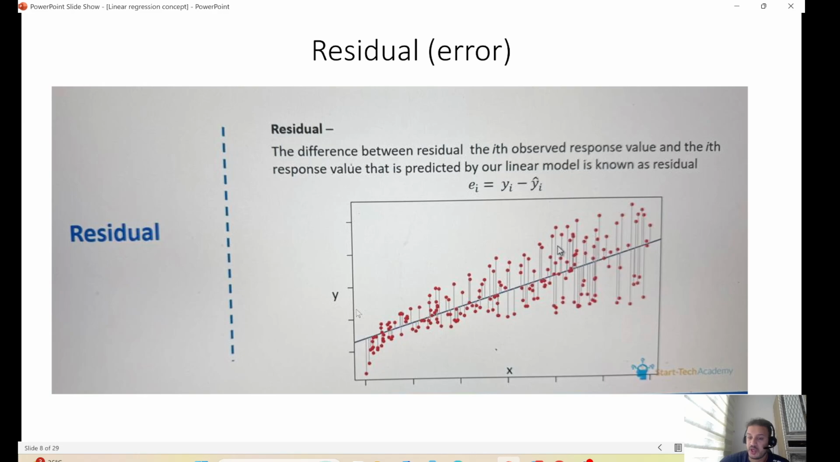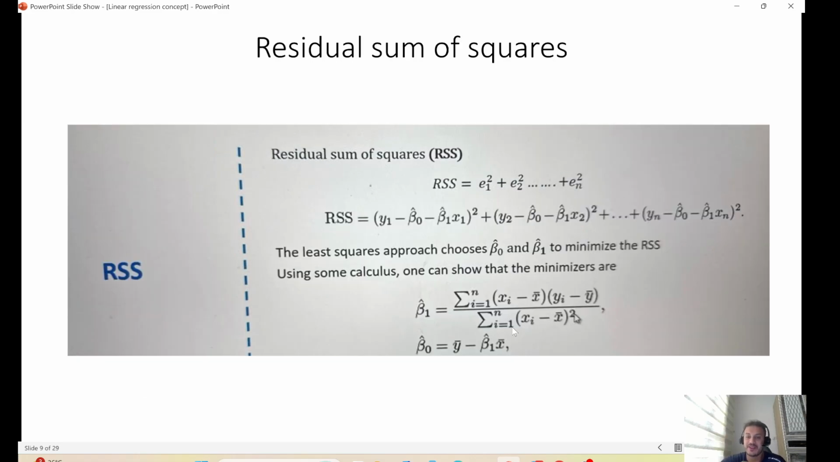The difference between your true y and the predicted y is called the residual, or the error. Because we have upper data and lower data, we have positive values and negative values. To avoid the negative values, we use the residual sum of squares, RSS: e1 squared, e2 squared, until en squared, up to the number of samples.